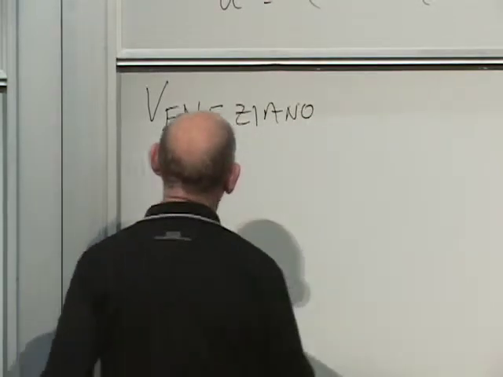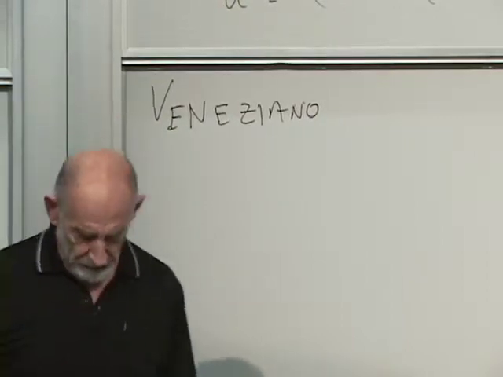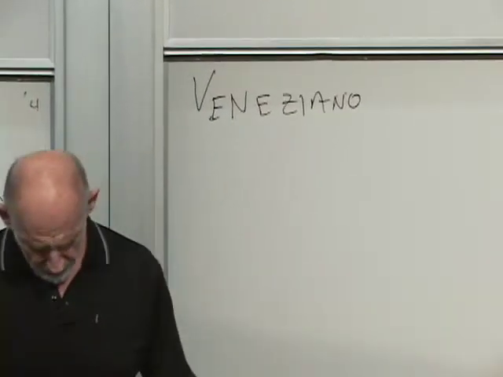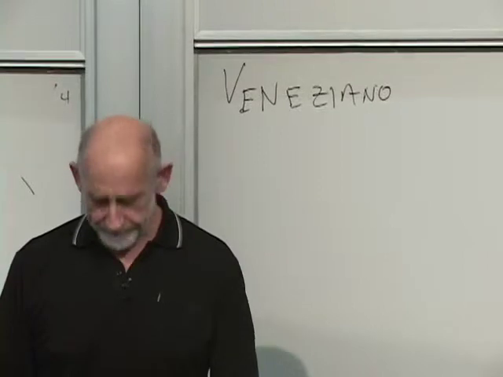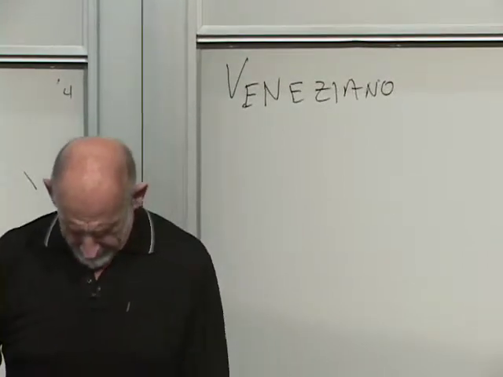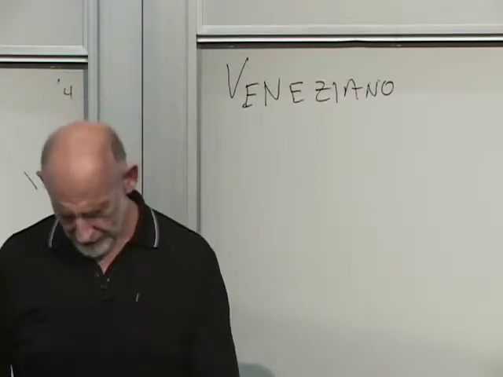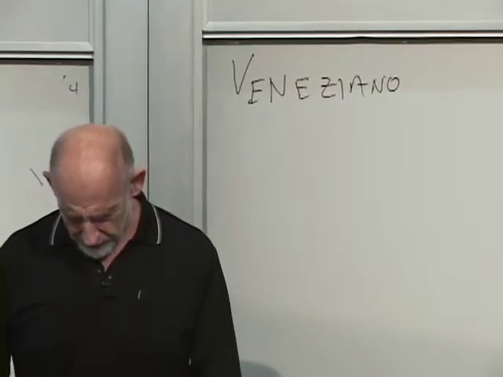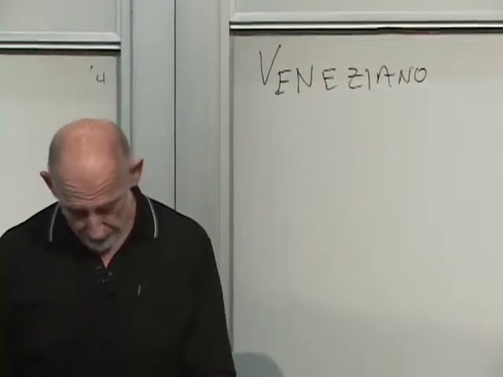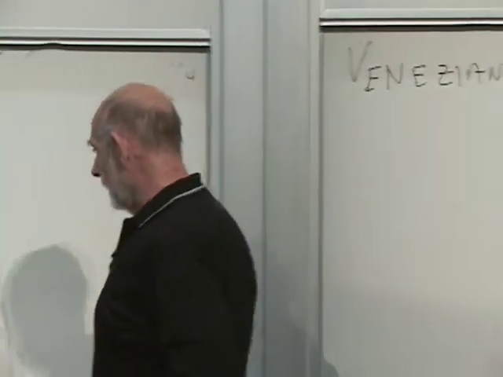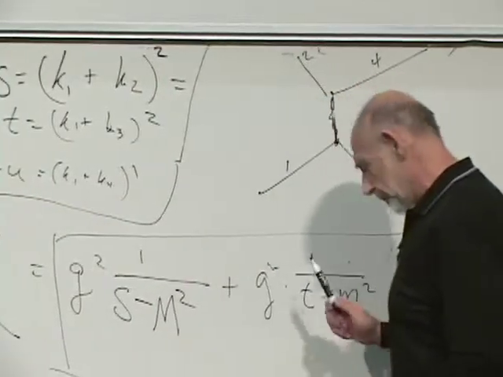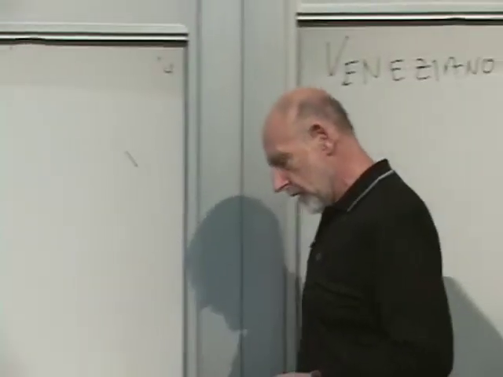Veneziano amplitude. Young Italian physicist. He was young at the time. He's not young anymore, but he's still Italian. I don't know how he made this guess. He just randomly wrote down some things which had some right properties and which really did look like adding up things like this. It was a function of S and T.